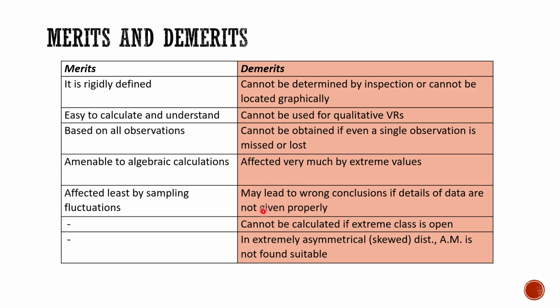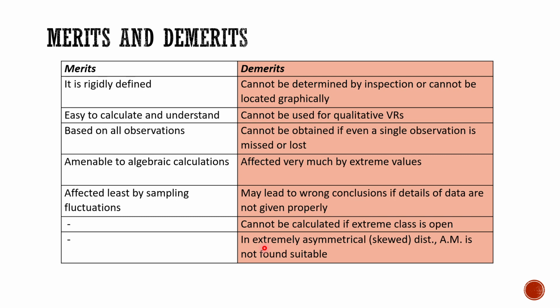The next thing is it cannot be calculated if extreme classes are open, because if extreme classes are open, then you would not have the mid values of that particular class, and then further calculations would not be possible. So you cannot calculate arithmetic mean if the extreme classes are open.